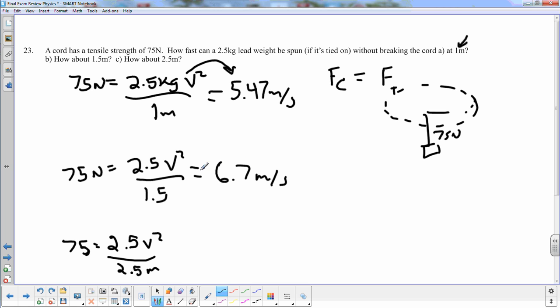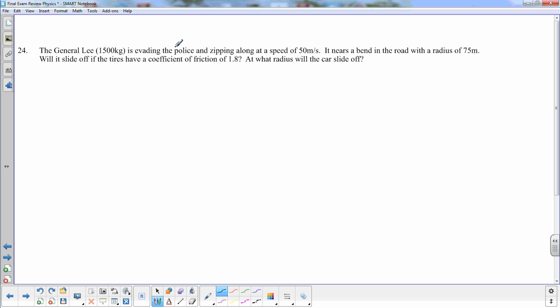Another one where we have a centripetal problem coming out of friction. So we're dealing with one more time FF equals FC. A General Lee, cruising along at 50 meters per second, goes around a bend with a radius of 75 meters. Will it slide off with frictional tires, and at what radius will the car slide off?